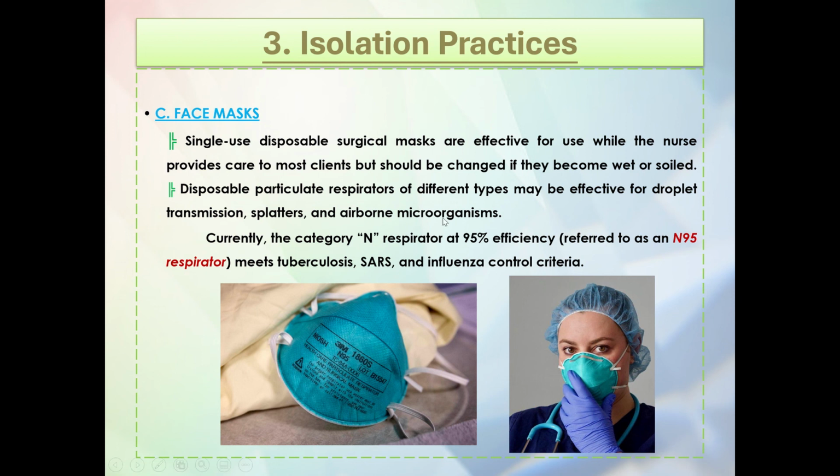So, disposable particulate respirators of different types may be effective for droplet transmissions, splatters, and airborne microorganisms. Currently, the category N respirator at 95 efficiency, referred to as N95 respirator, meets tuberculosis, SARS, and influenza control criteria. So ito yung ginagamit ng ilan sa atin in this time of pandemic para totally they are protected from COVID-19 virus. Kung droplet man yan or airborne man si COVID, di ba? Yung mga scientists natin, some says na airborne, some says na droplet.